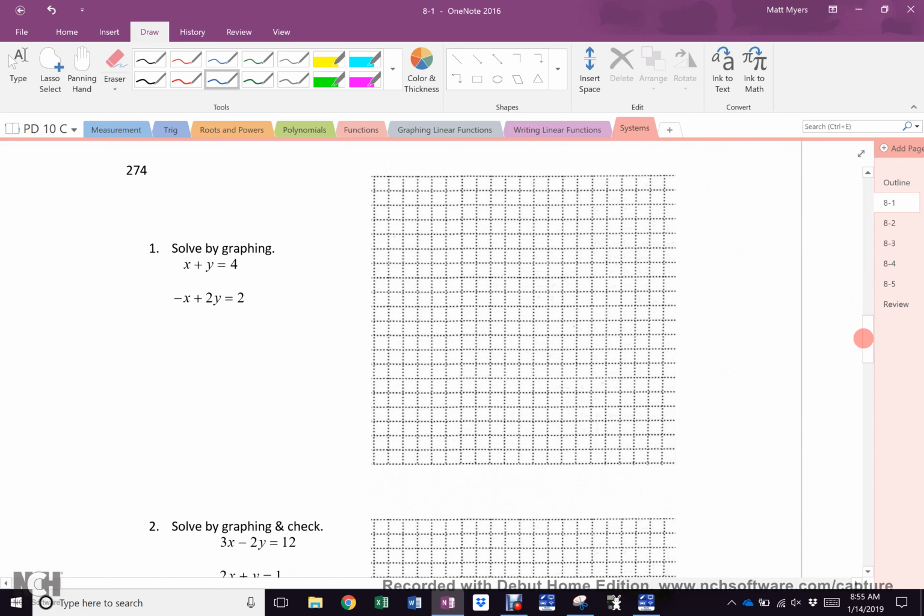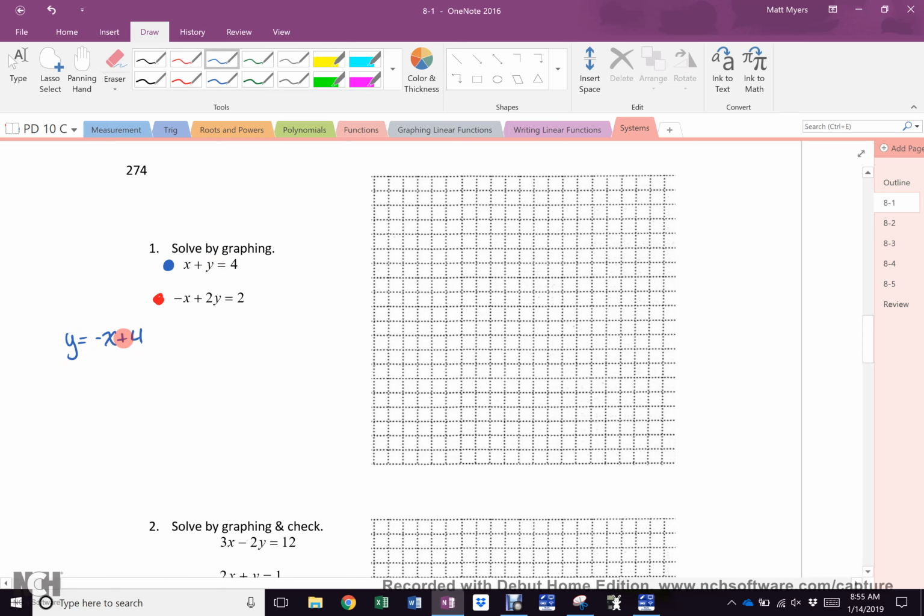Let's do this thing. Graph this. Going to graph that guy blue. Going to graph that guy red. It's going to take about 2 seconds, right? What do I need to do to the blue guy to make him easily graphable? Right, isolate y. So what moves? X. So y equals negative x plus 4.